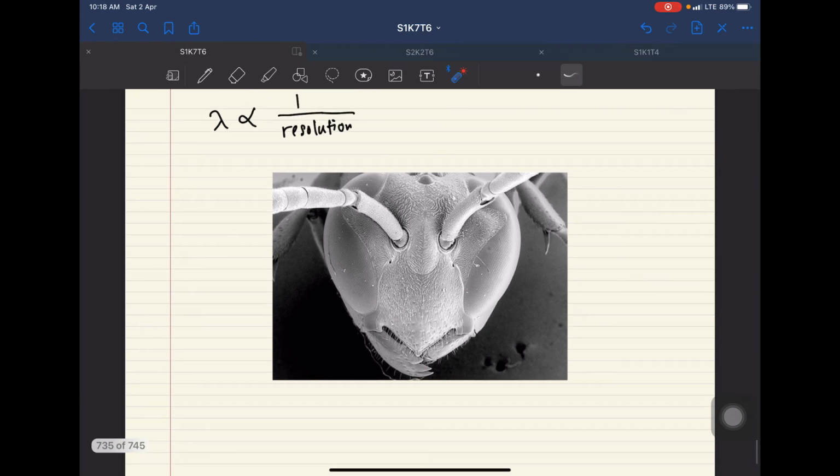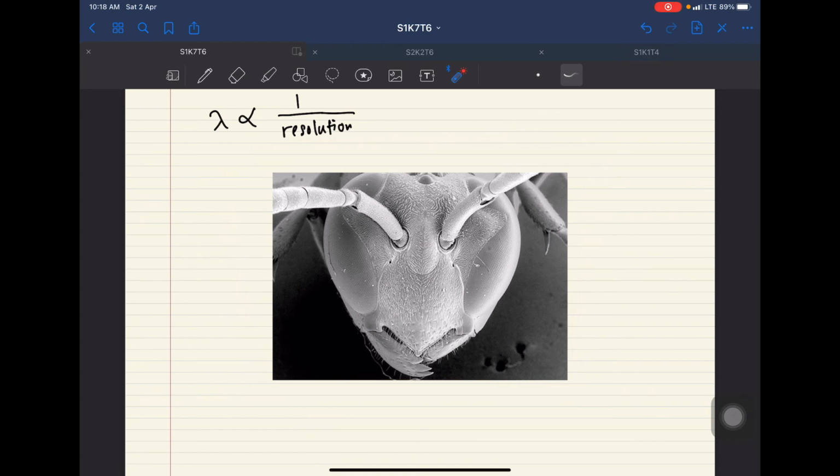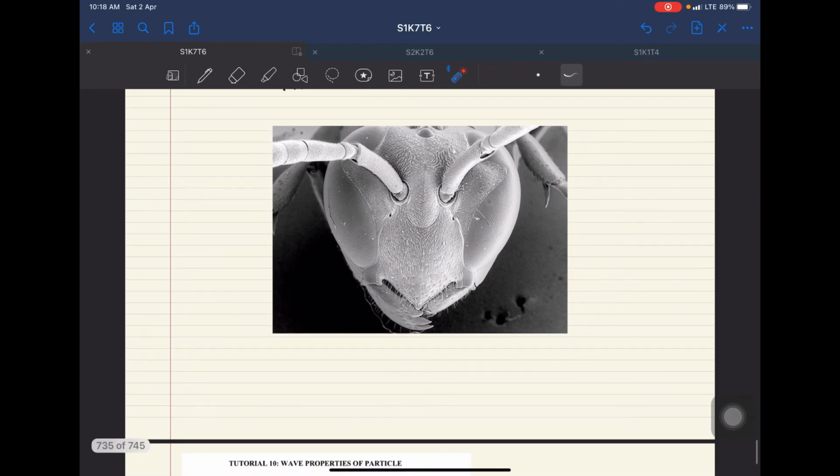In your notes they give you the advantages. The disadvantages are that it's quite expensive, costly to maintain, you have to do pre-treatment of the samples, and obviously you have to do it in vacuum and so on. There are drawbacks as well as advantages, but the main advantage is that you can get a very high resolution as compared to an optical microscope.